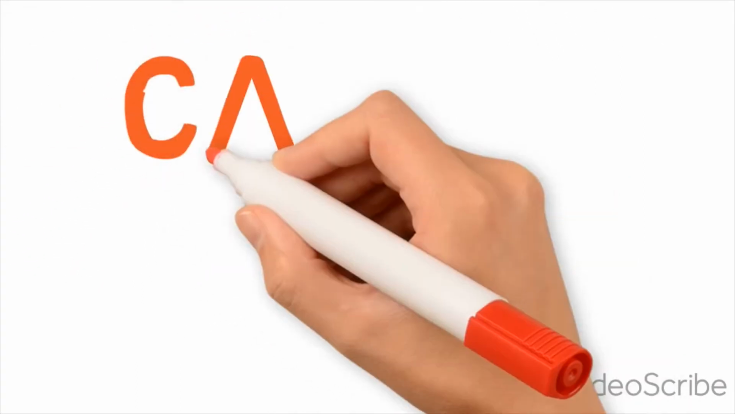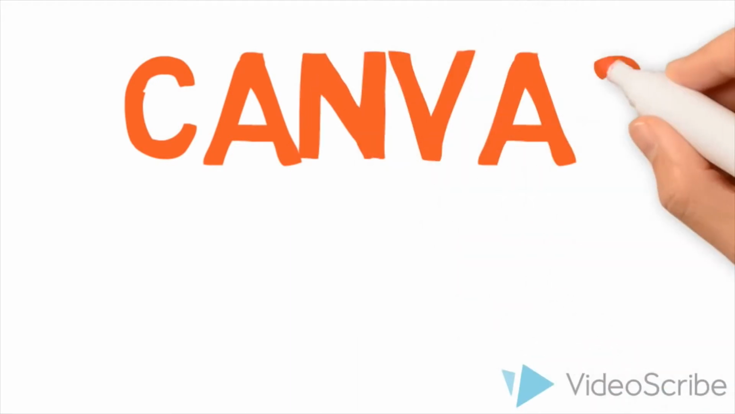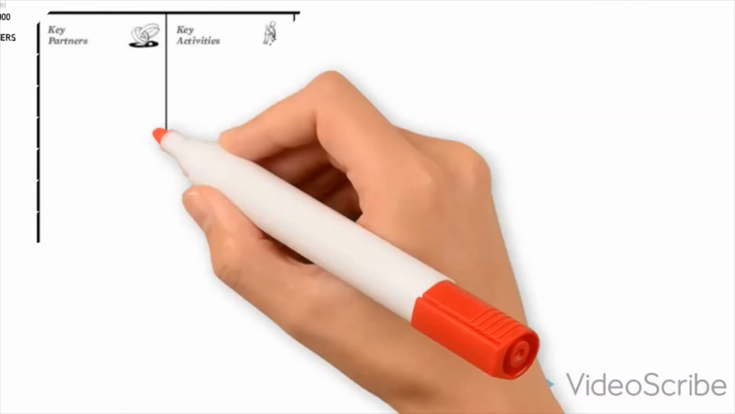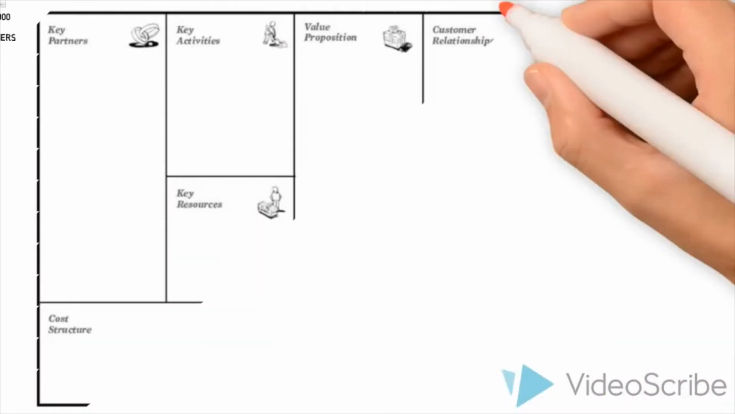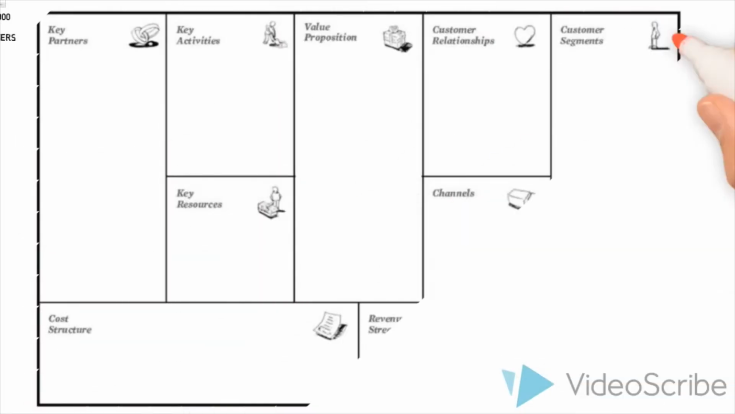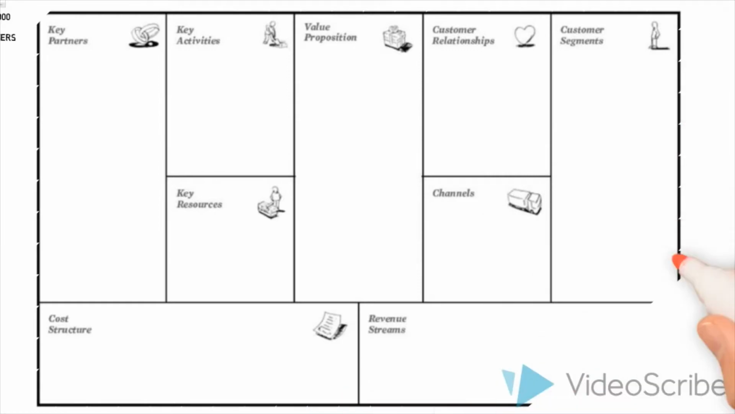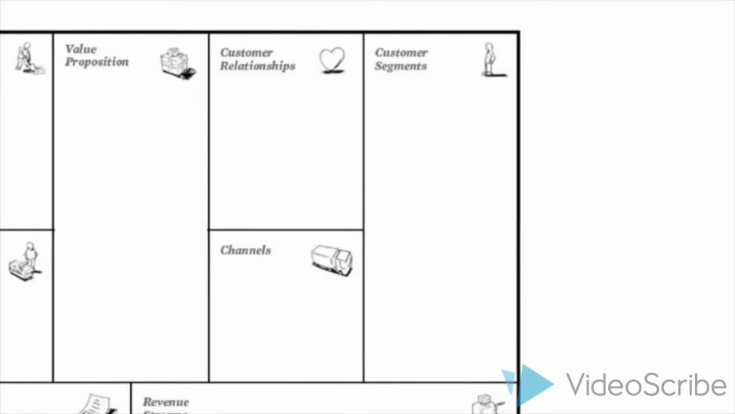Let's now proceed to the Canvas business model. In this, we will be analyzing Amazon as a whole and the Kindle specifically, as we consider this to be Amazon's star product. This is a Canvas, which is a strategic management and entrepreneurial tool which allows you to describe, design, change, invent, and pivot any business model.